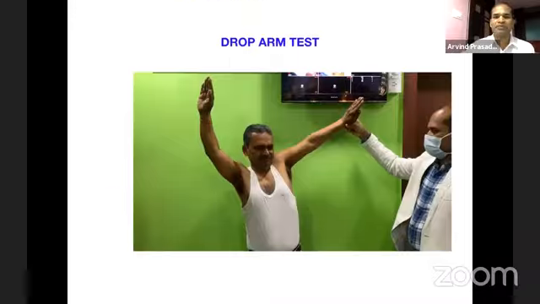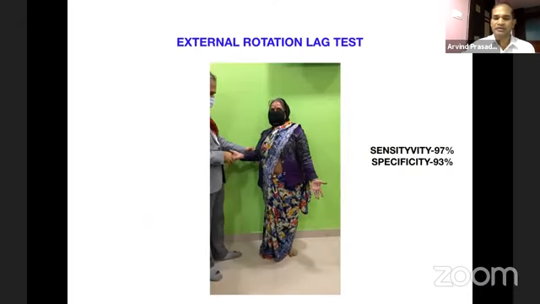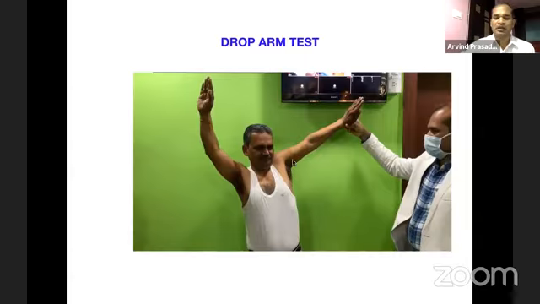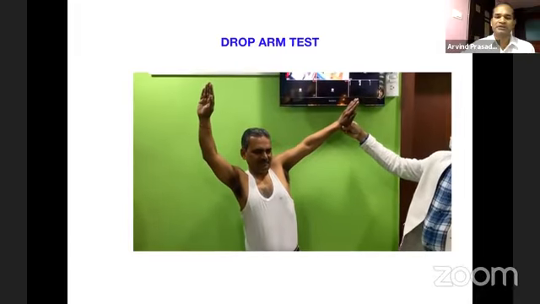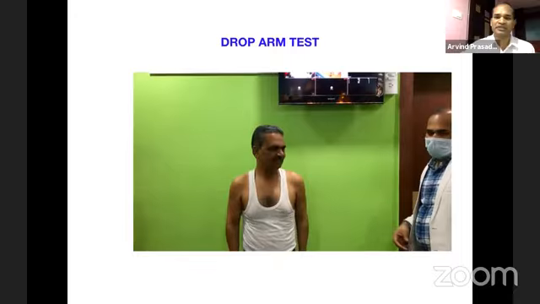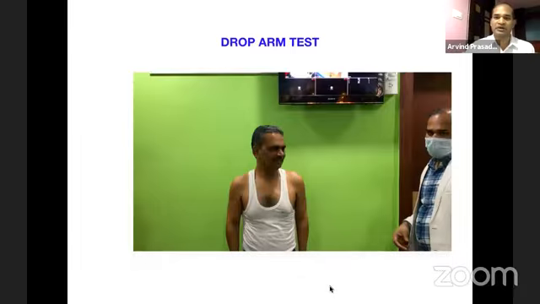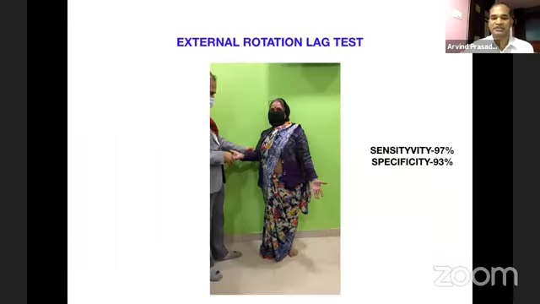The next is the drop arm test. Again, patient is abducted and asked to keep the arm in the abducted position. But if there is tear of the supraspinatus, patient is unable to hold in this position. So this is called the drop arm test. Again, very sensitive for supraspinatus tear.